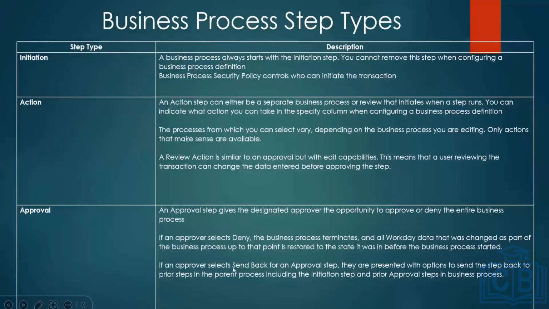But if you are sending it back, if an approver selects send back for an approval step, they are presented with options to send the step back to prior steps in the parent process, including the initiation step and prior approval steps in the business process. They can send it back to anyone.